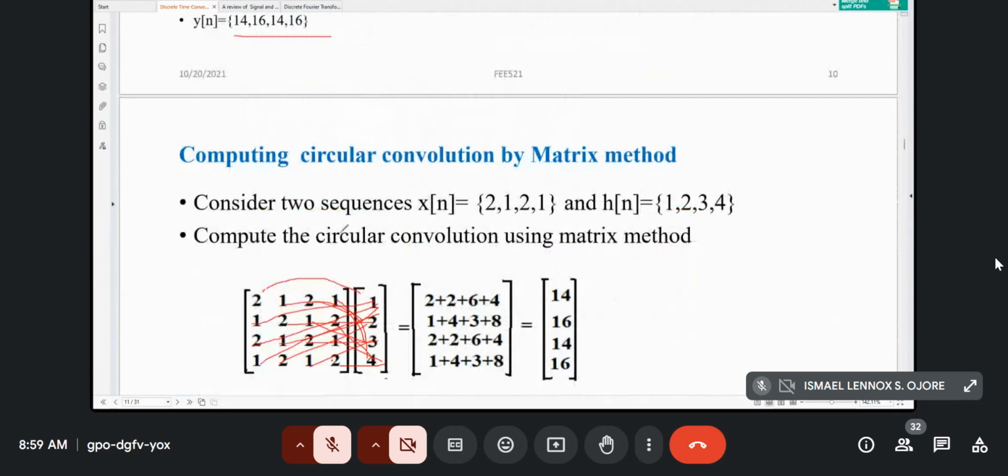So you can use the matrix method for circular convolution. I think nobody has a problem with multiplying matrices, so long as the number of columns of the first matrix is the same as the number of rows of what you're multiplying with. Any questions so far? Looks like so far there's no question.